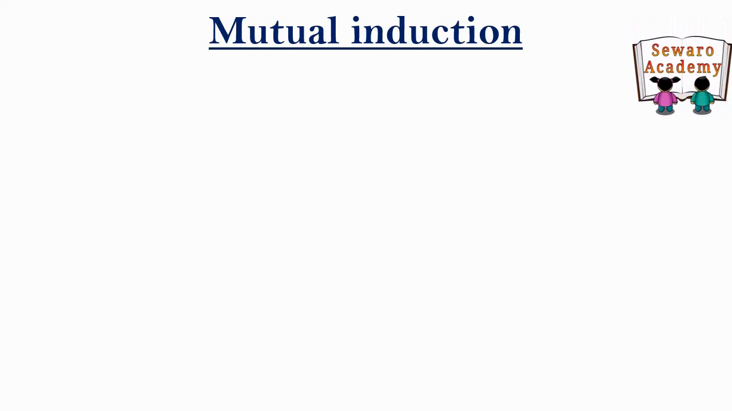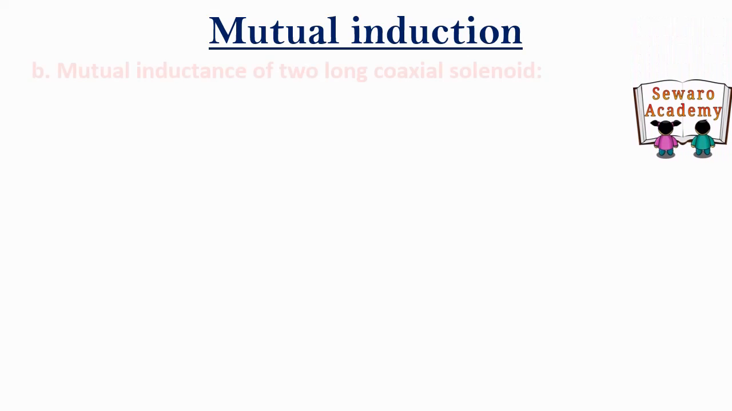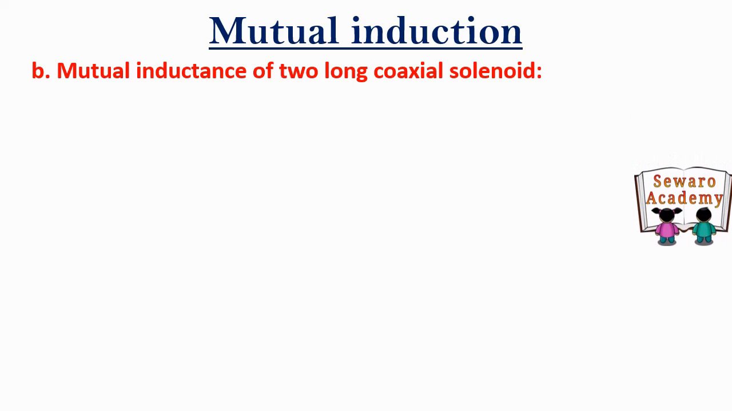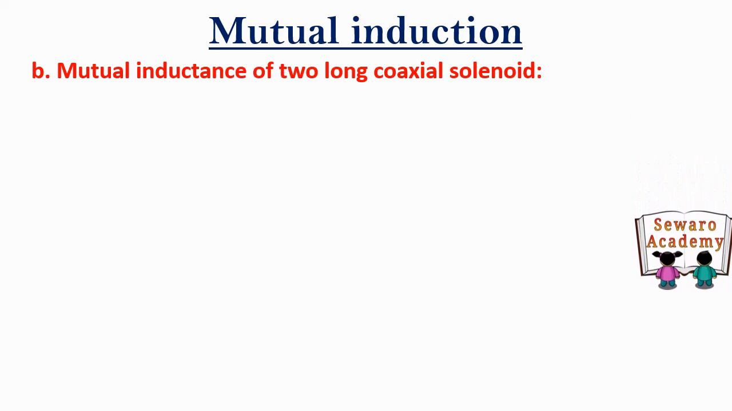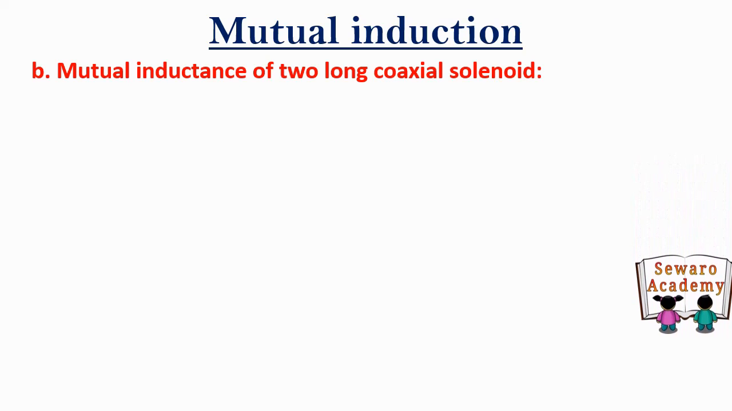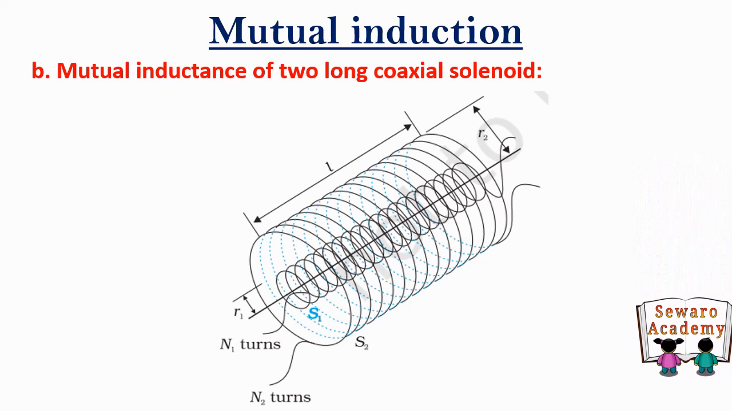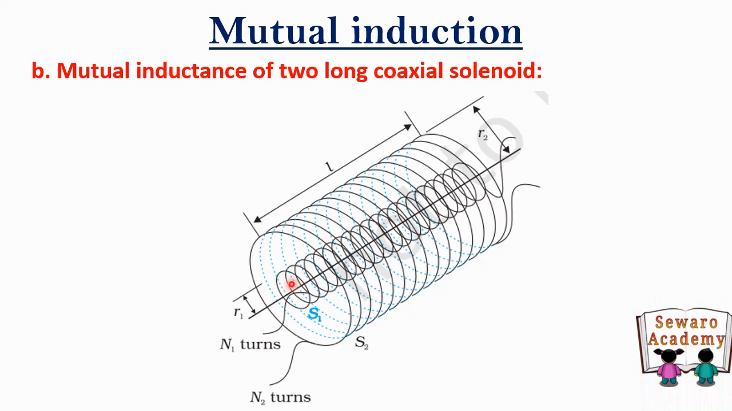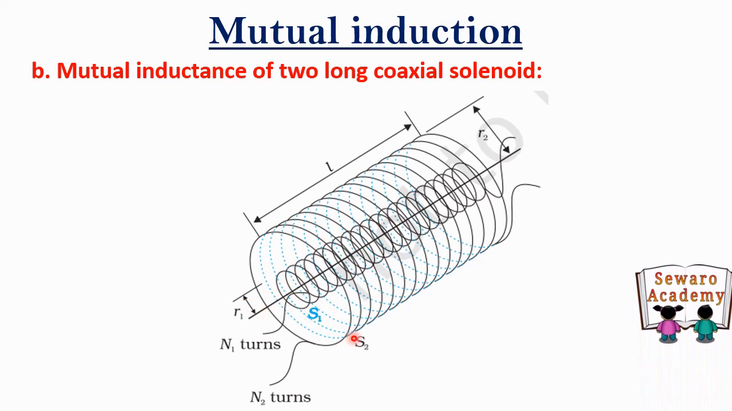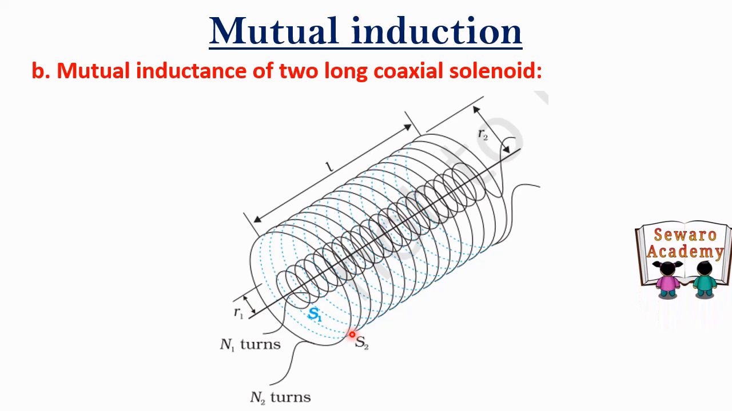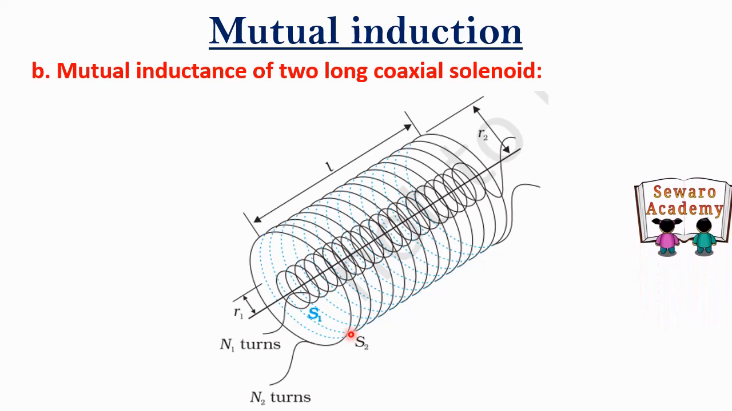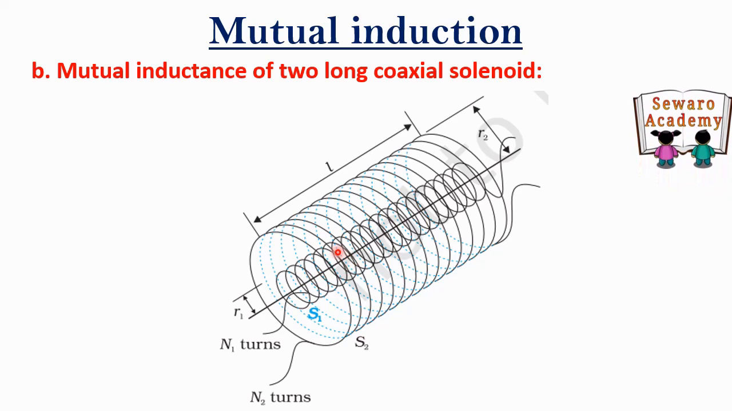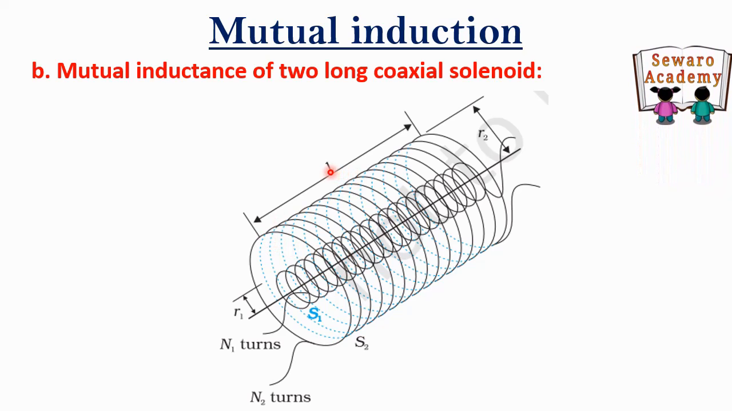Now let us start the first topic for today: to find the mutual inductance of two long coaxial solenoids. To derive the mutual inductance, we consider a diagram where S1 is the inner solenoid of radius R1 and S2 is the coaxial outer solenoid with radius R2. Both solenoids are of the same length, represented by small l.